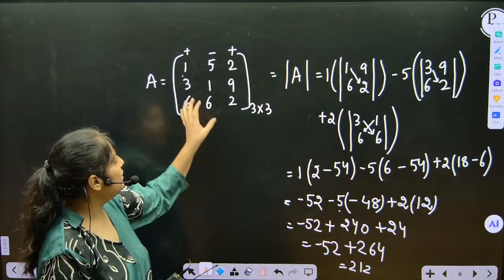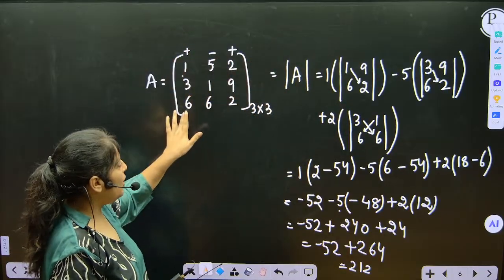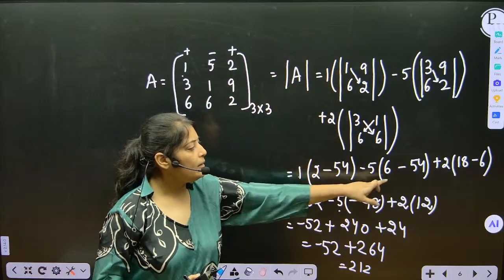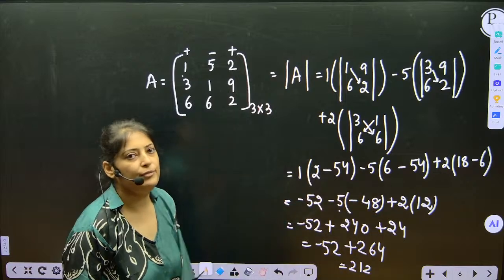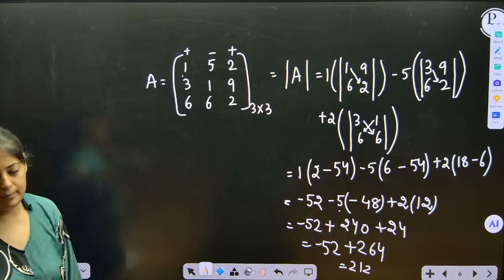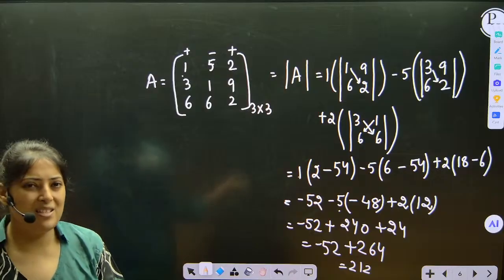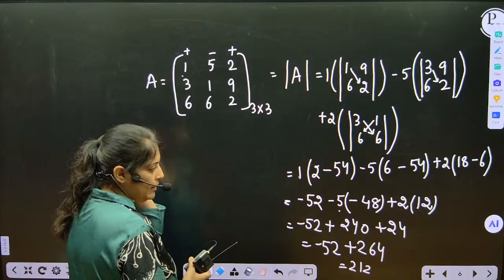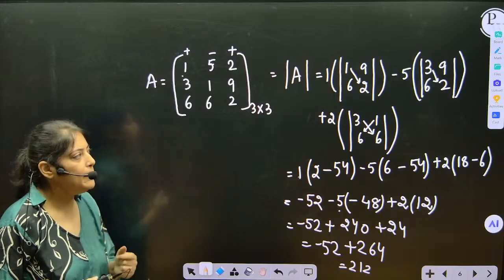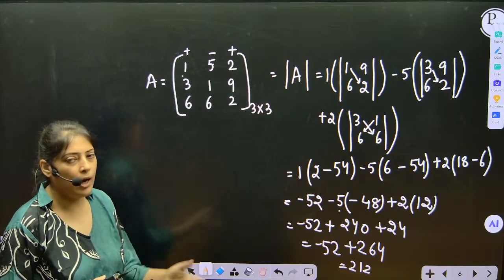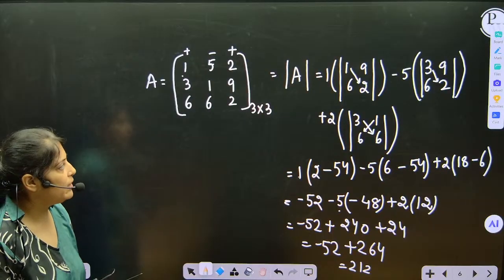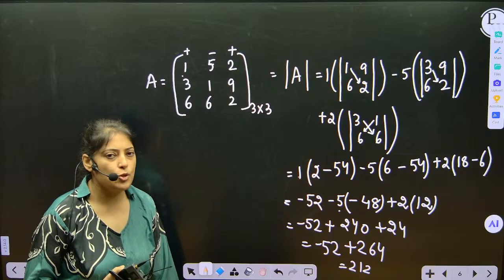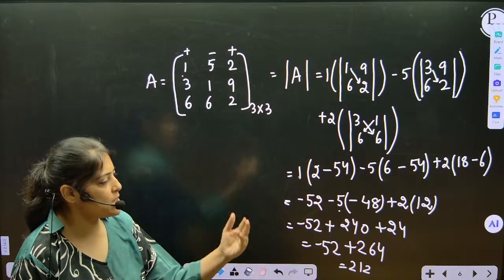What we have done: see which row and which column it is lying in, the remaining numbers we take the determinant of, then we solve. Note it. Plus minus multiplications you have to do. Only these things are there in the determinant. How to find the determinant, that we have done. Tomorrow we'll do more questions on this basis so you will understand more. But today I've just given you a glimpse.